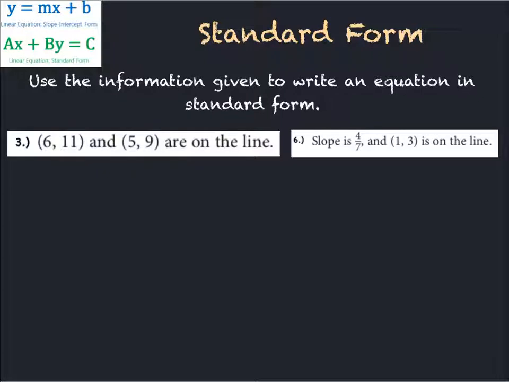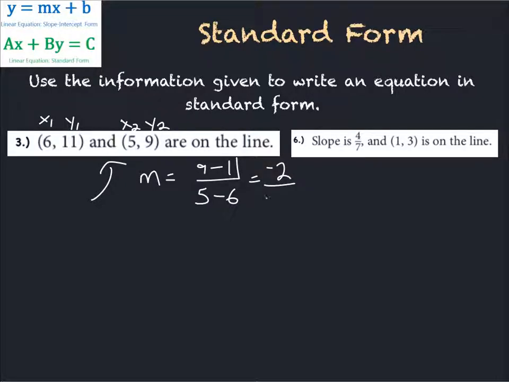All right, use this information to write an equation in standard form. So we'll stick with this one. If we're wanting to write this in standard form, we're first going to need to write it in either point-slope form or slope-intercept form. Because we're given 2 points, it's going to be easiest to write this in point-slope form. And the way we would do that is by first figuring out our slope. To do that, remember, it's y2 minus y1 over x2 minus x1. So 9 minus 11 over 5 minus 6. 9 minus 11 is negative 2, and 5 minus 6 is negative 1. So your slope is going to be positive 2.